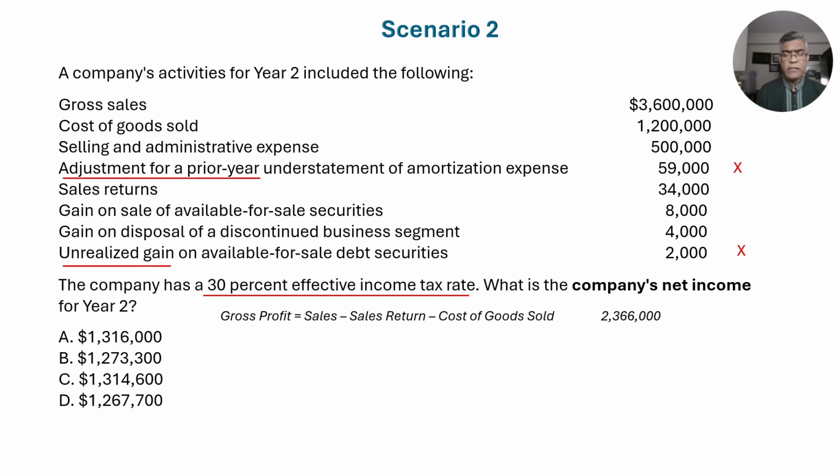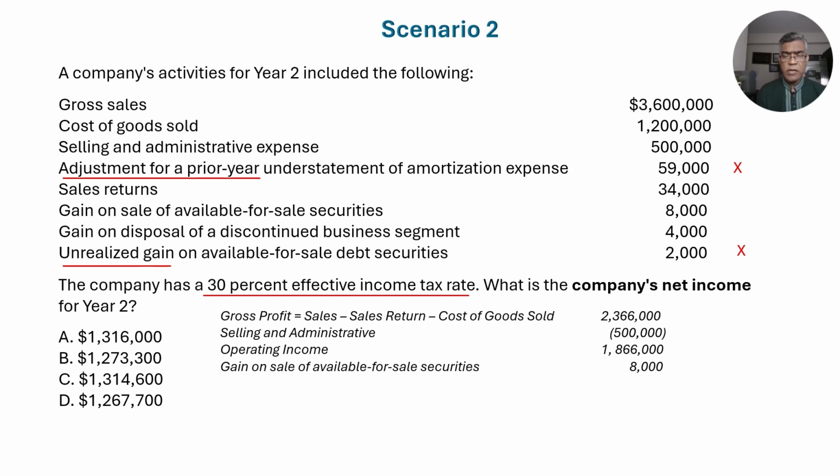Sales minus sales return equals net sales, minus cost of goods sold equals gross profit. So we can calculate it: sales 3,600,000 minus 34,000 minus 1,200,000 equals 2,366,000. Now subtract selling and administrative expense 500,000. So operating income will be 1,866,000. Gain on sale of available for sale securities.